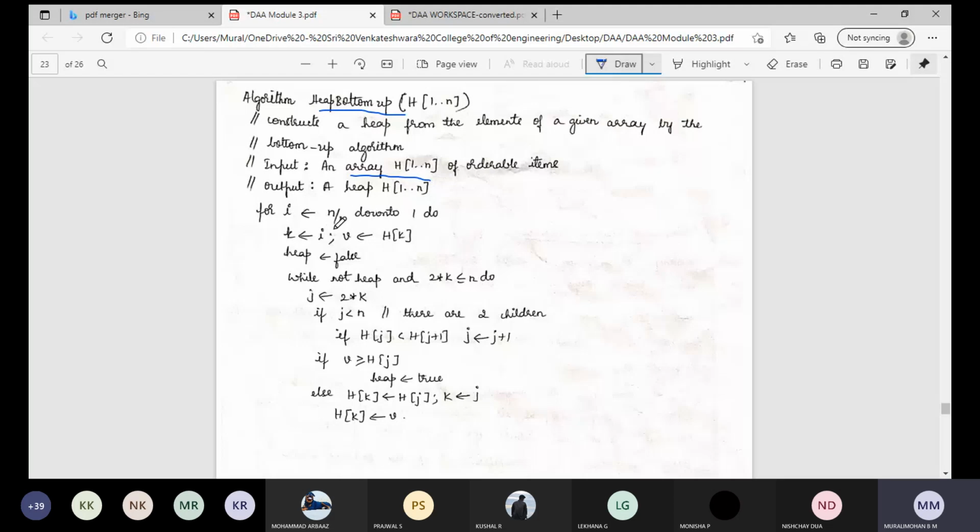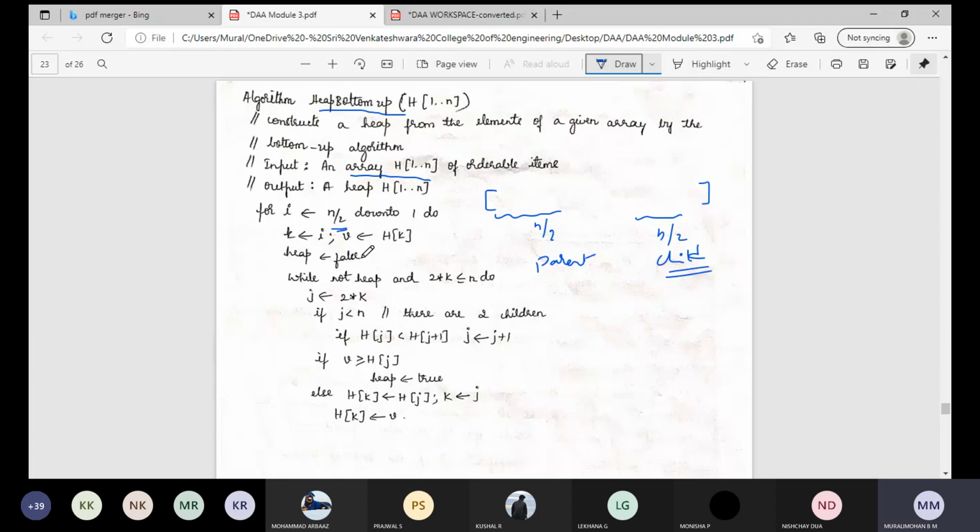Why is it n by 2? Because if an array is given, the first n by 2 will hold the parent nodes or the root nodes, and the last n by 2 will hold the child nodes, right? So that is why for i equals n by 2 to 1, we will keep on constructing the tree.